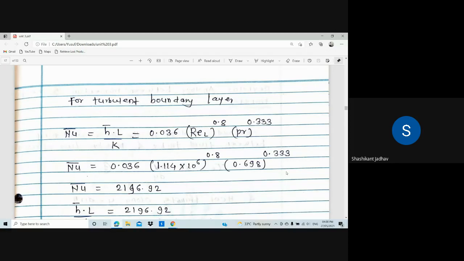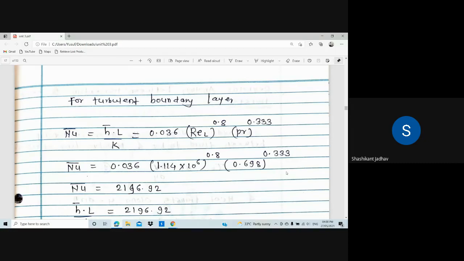Okay, so for turbulent boundary layer, as we know that Nusselt number is equal to h dash into L divided by K, and what is that equation? 0.036 Reynolds number raised to 0.8, Prandtl number raised to 0.333. So Nusselt number is equal to, use that relation, 0.036.